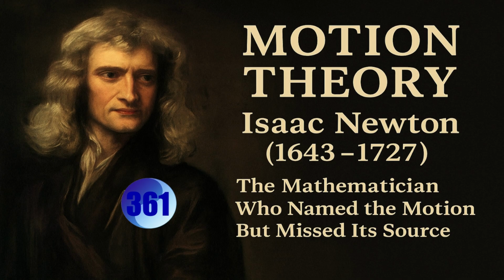Okay, what about the second law, the famous one, F=ma? Force equals mass times acceleration. The equation works perfectly, mathematically. But again, Newton never really explained what force or mass fundamentally were. He just labeled them. Right. So how does motion theory translate F=ma?